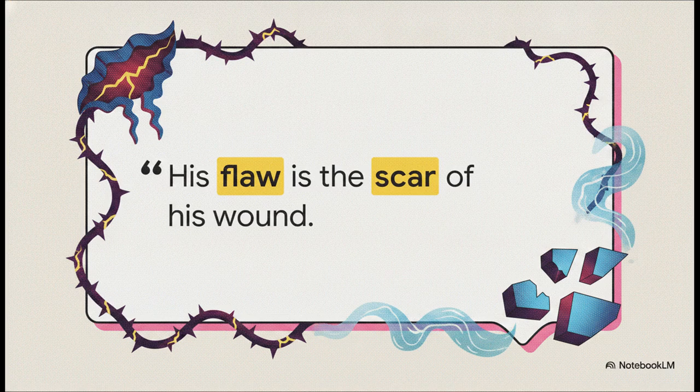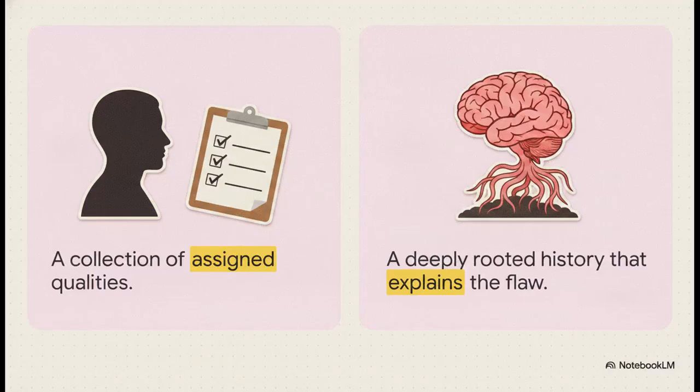The character's present-day weakness is, quite literally, the emotional scar tissue left behind by their past trauma. And this dynamic is exactly what separates a totally flat character from a psychologically real one. A flat character is just a collection of assigned qualities. A writer just decides, okay, they're brave, or stubborn, or kind, and that's the whole shebang.